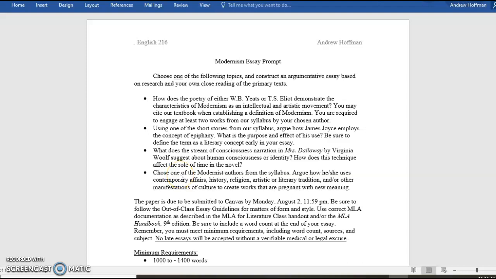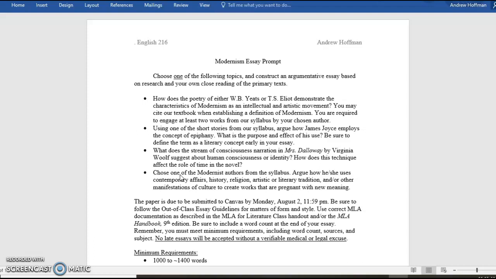Hi, here we are on our third essay, the Modernism essay. Choose one of the following topics and construct an argumentative essay based on research and your own close reading of the primary text. Okay, so you can choose one of these four questions.